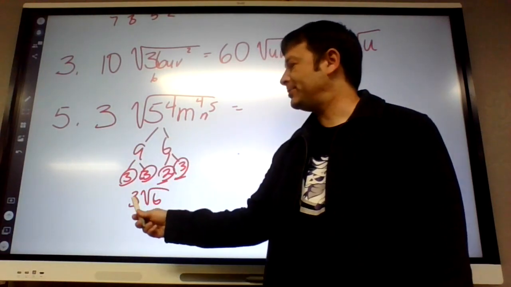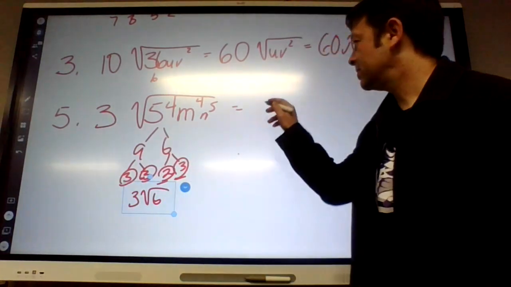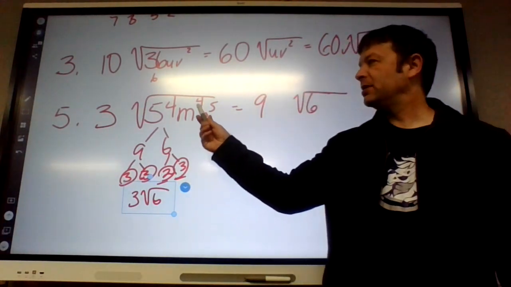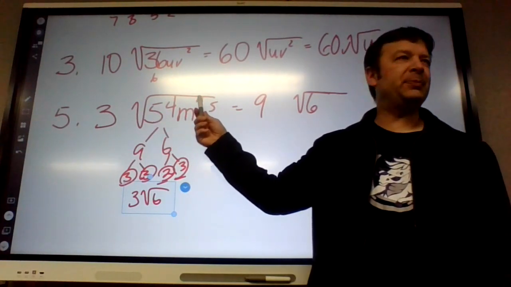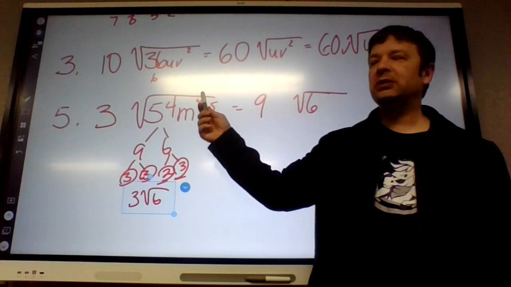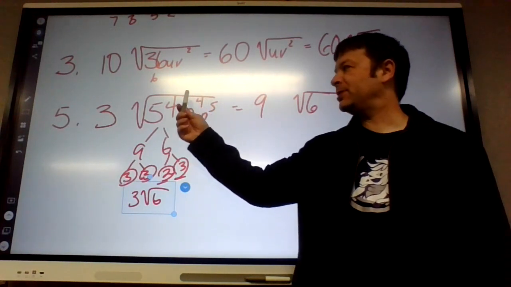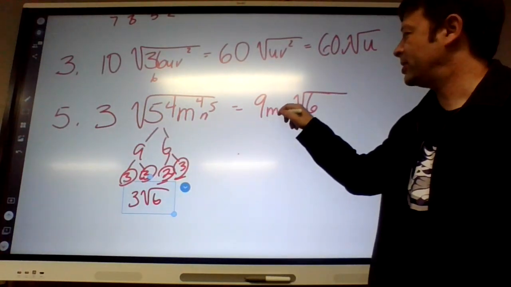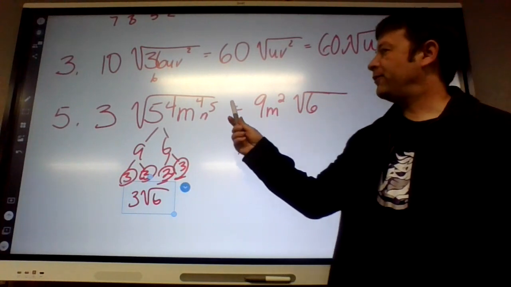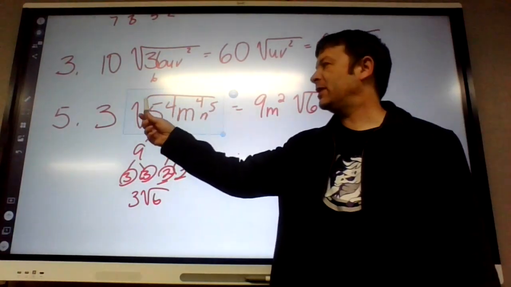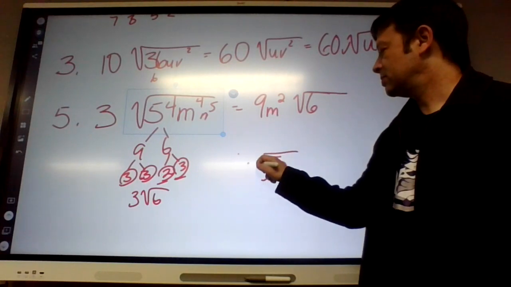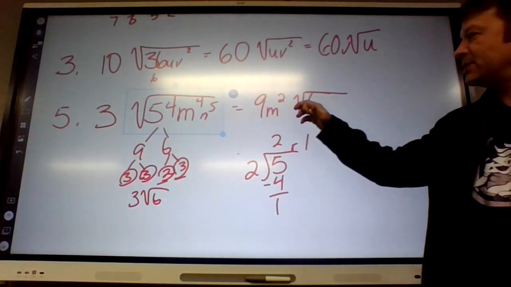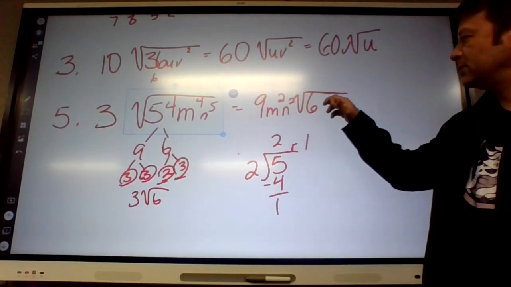So we have 3 times 3 square root of 6, which is 9 square root of 6, but we want to leave a little bit of blank right there, right? How do we do square root of n to the 4th? Divide by 2. Yeah, the exponent. Remember, you can do exponents divided by root. 4 divided by 2 is 2 with no remainder, so it's just n squared out there. Okay, for the n's, what's 5 divided by 2? 2 with the remainder of 1. So that means n squared is coming out and an n is left in it.